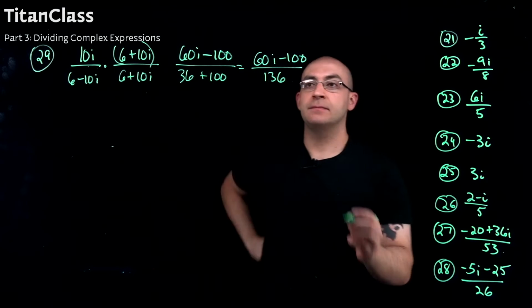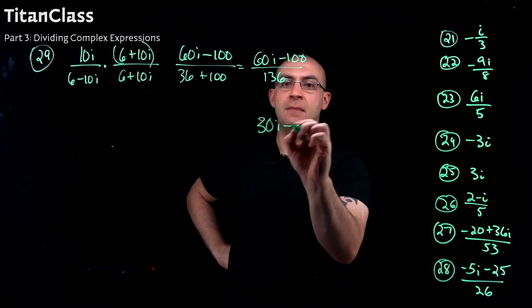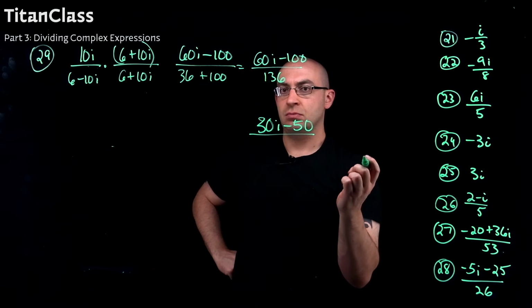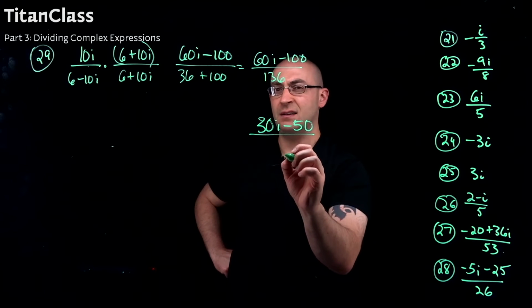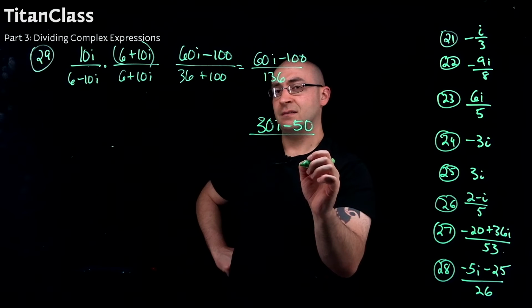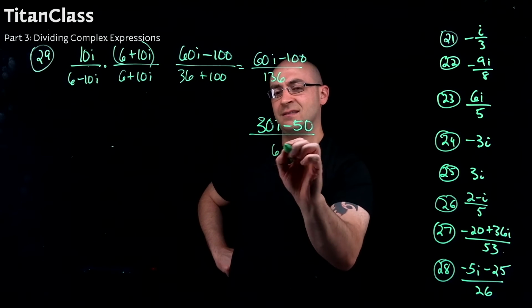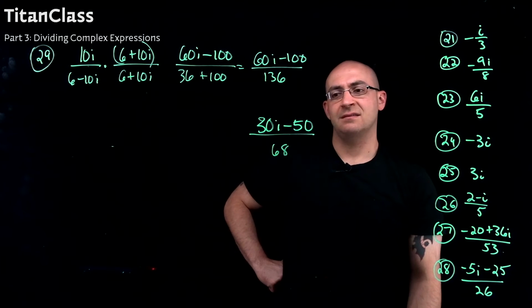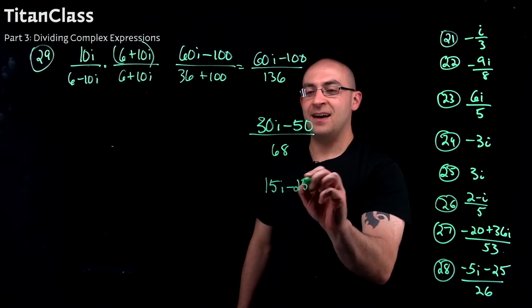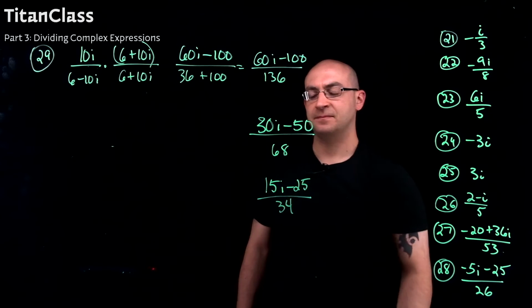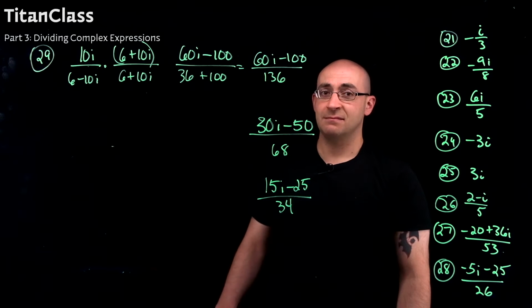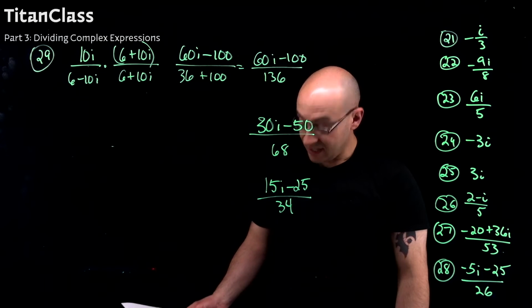They definitely have a 2 in common, right? So let's do that. 30i minus 50 over 68. Ew. Let's divide it by 2 again. 15i minus 25 over 34. That looks terrible. Is it right? It is right.